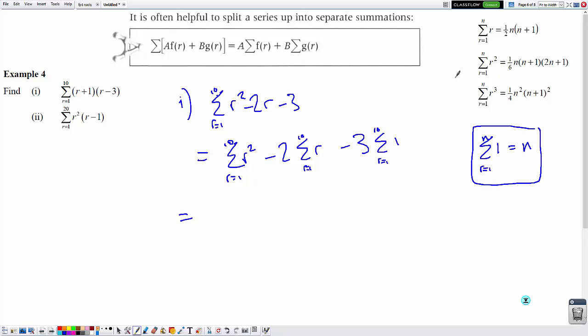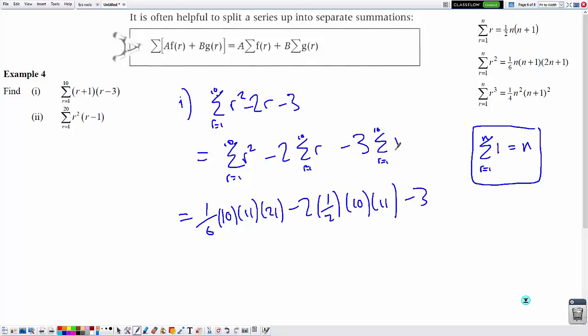So sigma r squared, r goes from 1 to 10, so that's a 6. It does start from 1, which we need to check, so it says 6. Here it's 10. 6 of 10 times 11, which is n plus 1, and 2n plus 1, which is 20 plus 1, which is 21. And this is minus 2 lots of sigma r. Sigma r is what we had before, so it's a half n plus 1. So here again, my n is 10.